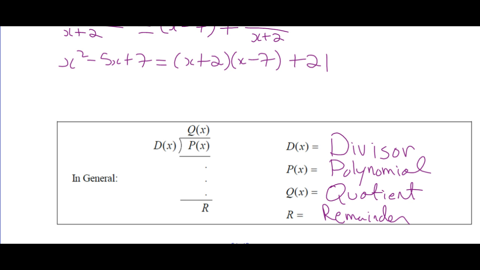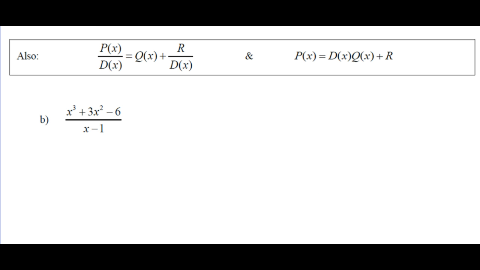Okay, and then we can write this two different ways. We could say the polynomial divided by the divisor is the quotient plus the remainder over the divisor, which is ugly and confusing and all of that. Or the polynomial is the divisor times the quotient plus the remainder. Just take everything multiplied by this, right? Divisor times quotient the same way, plus remainder.